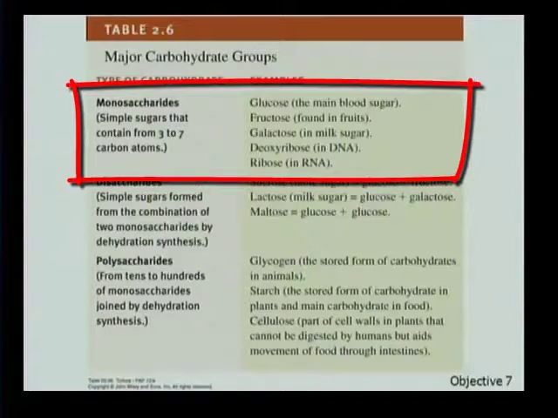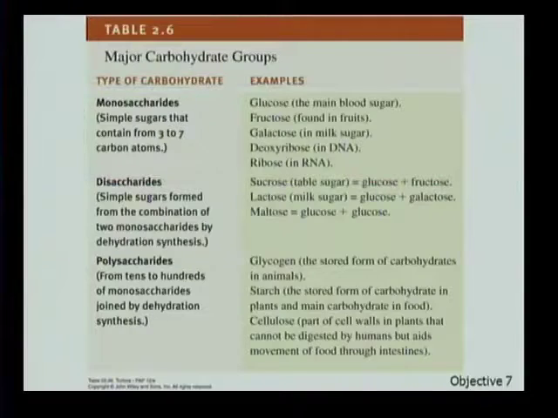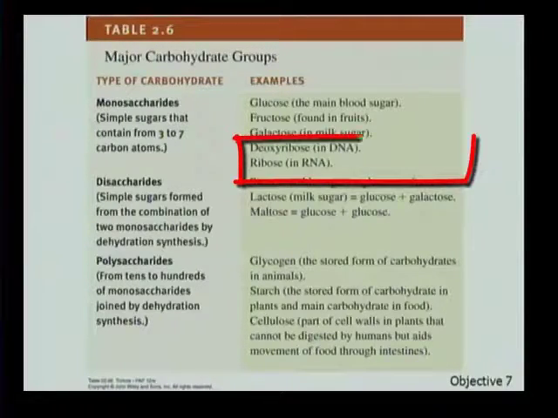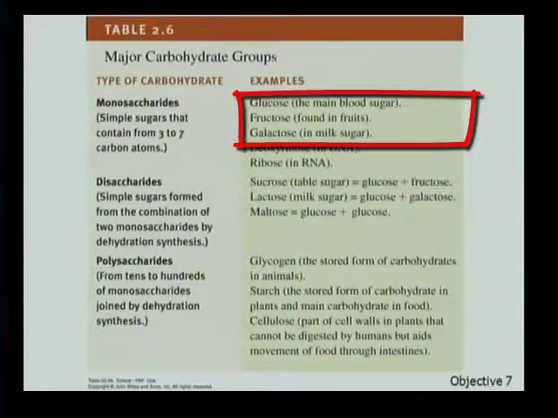So monosaccharides we learned about earlier, glucose, fructose, galactose, deoxyribose, and ribose, are the monosaccharides that we needed to learn. Notice here in this table 2.6 from Tortora that it says that monosaccharides are simple sugars that contain from 3 to 7 carbon atoms, but for our purposes in this course we're only going to worry about the 5 carbon atom monosaccharides, the pentoses, and the 6 carbon atom monosaccharides, the hexoses.